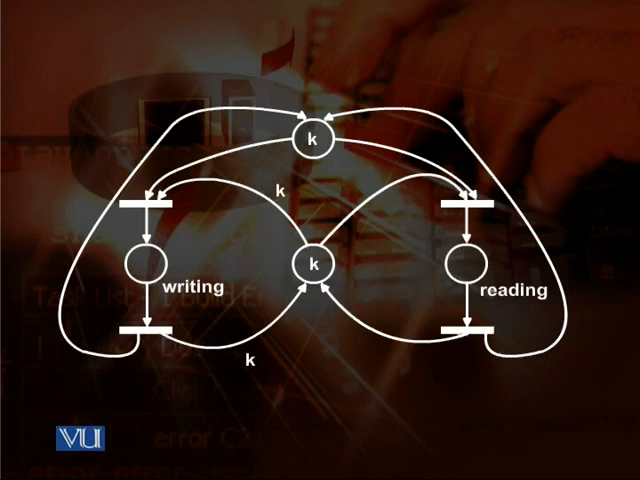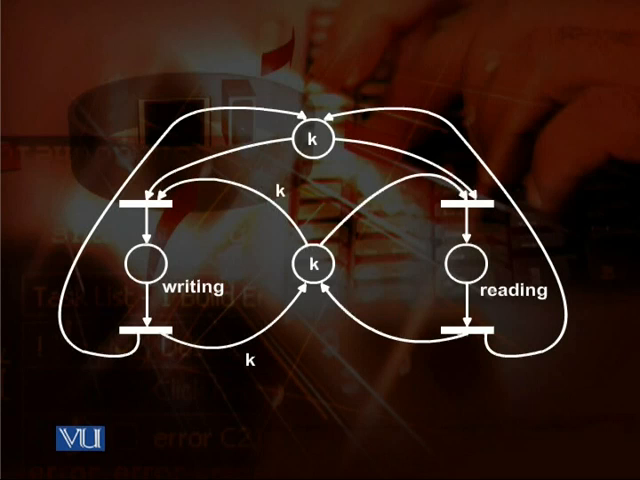So let us assume a reader comes. When a reader comes, it will take one token each from these two places, and it will deposit that token into the place that is labeled as reading. That means the writer cannot come in, because the writer requires k tokens in the middle place. We only have k minus 1 tokens. When the reader finishes reading, it deposits a token back into these two places from where it took the token.